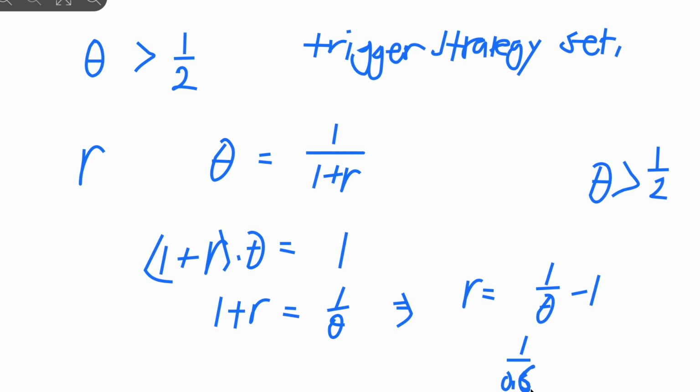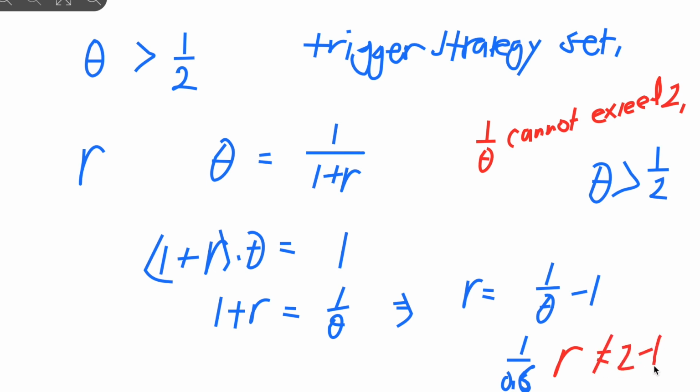So let's say 0.6. Then what happens? The value of 1 over theta cannot exceed 2, right? What does it mean? R cannot be 1. R is strictly smaller than 1. So our interest rate cannot be greater than 100%.